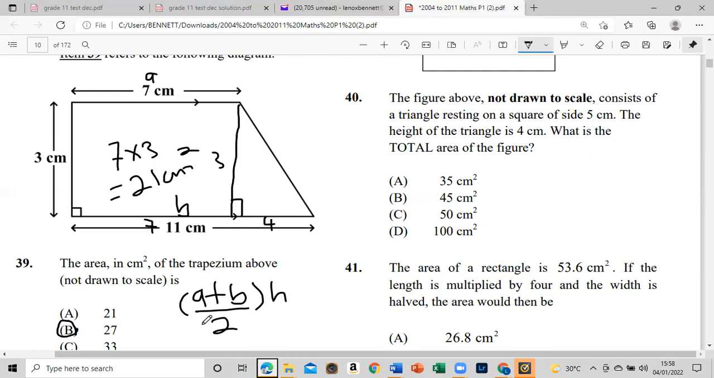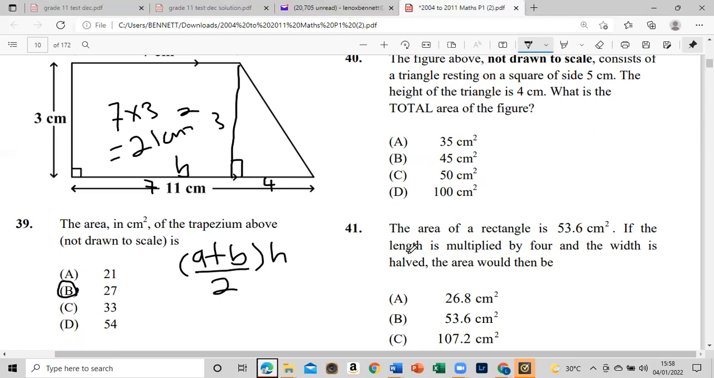We could do it the hard way. I want to do it in the primary way. So 7 plus 11, that's 18. So you have 7 plus 11 times by 3. So work out the bracket first. 7 plus 11 is 18, 18 divided by 2 is 9, times 3. Whichever way you work it out is the same thing. Alright, so let's move on to 40.